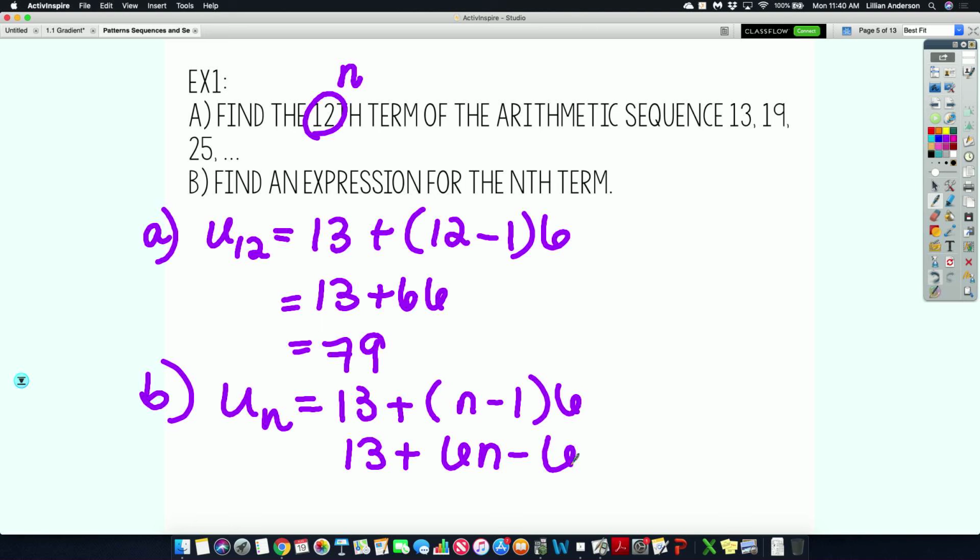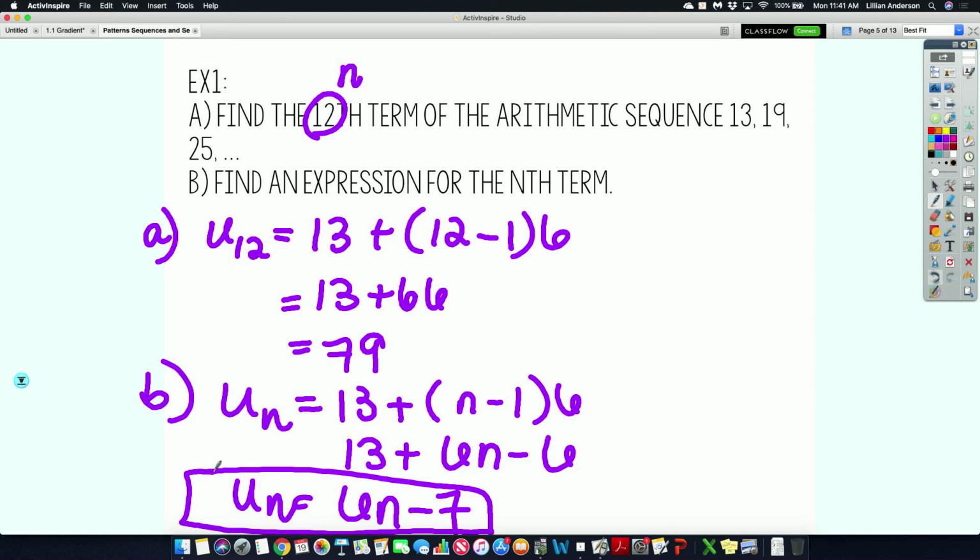What can I do from here? Combine by doing 13 minus 6, which is what? 7. So 6n minus 7, that is my expression for the nth term. Which means if I wanted to, I could ask you what's the 201st term of this sequence. You have a nice simplified formula or expression that all you have to do is plug in 201, and you have your 201st.